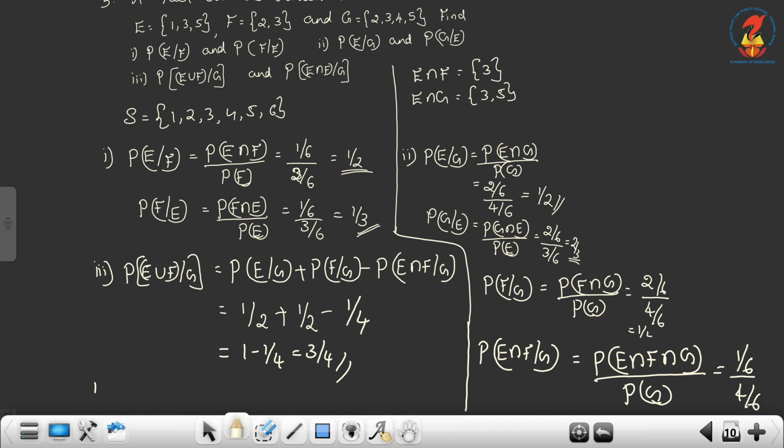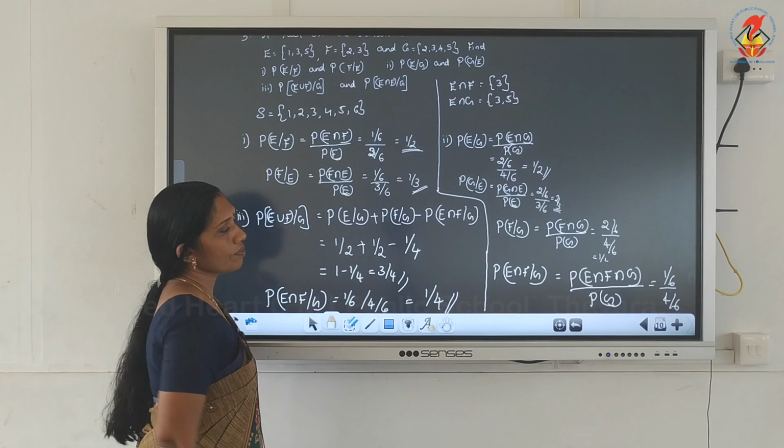Now the fourth one. Third question, the second part. What is P of E intersection F given G? That is this one. E intersection F intersection G by P of G. That is 1 by 6 out of 4 by 6. That's equal to 1 by 4. Okay.